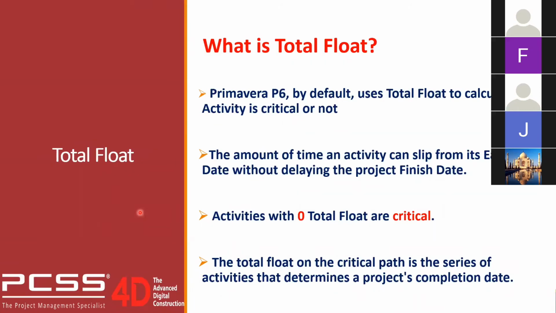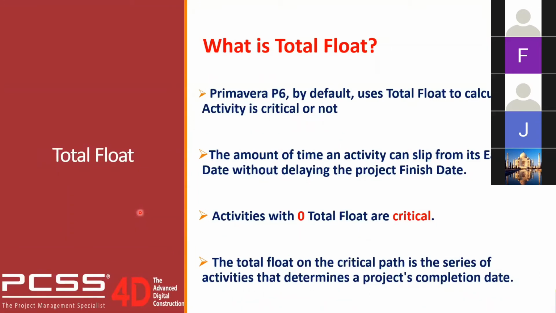So now we learn what early dates and late dates are, using the forward pass and backward pass calculations. Now we want to know more about total floats. In Primavera P6, by default, it will use total float to calculate whether the activities are on the critical path or not.